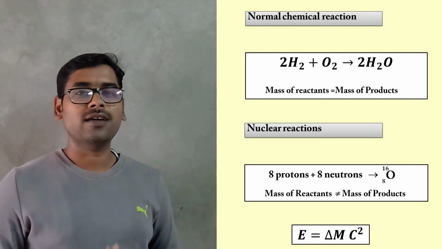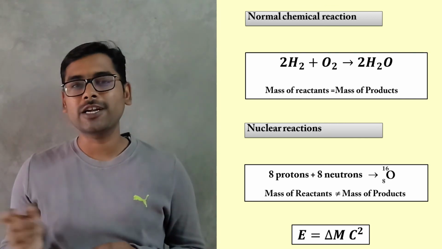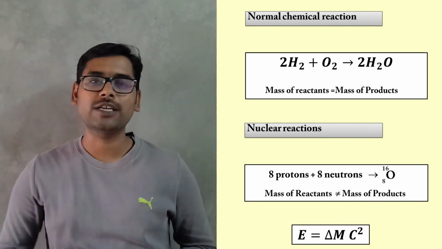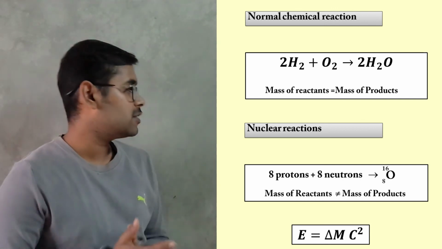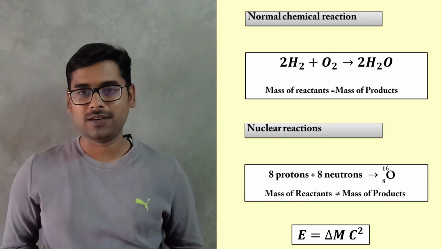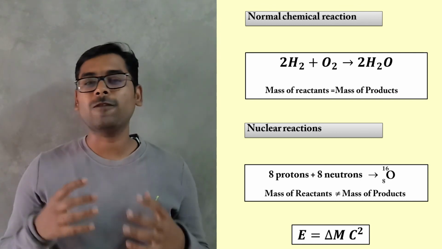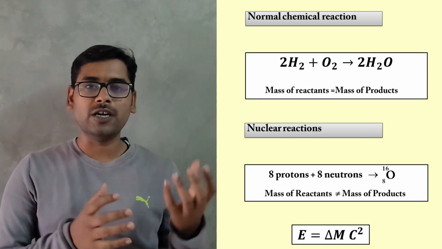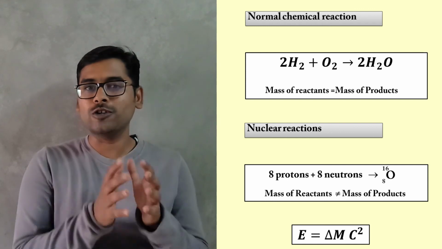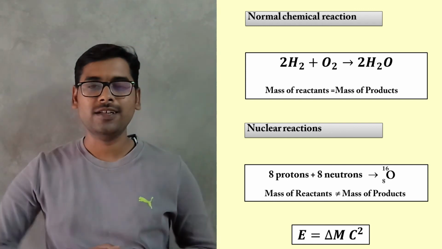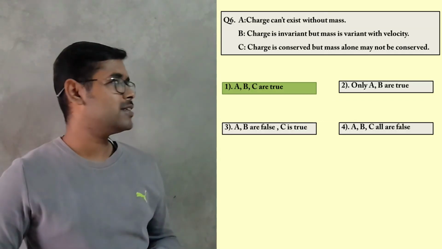And Einstein said that mass and energy are the same things. So this difference in mass is actually converted into energy while the formation of oxygen nucleus was taking place. And the amount of energy that is released during this process is given by this famous equation, E is equal to delta m c square. Here delta m is the mass defect or the difference in the mass, and c is the speed of light in the vacuum. So basically when we are talking about nuclear reactions, we say that mass energy is conserved during the reaction. We don't say that mass alone is conserved during the reaction. So this statement is also true, and answer to this question is option number 1, that is A, B and C all are true.